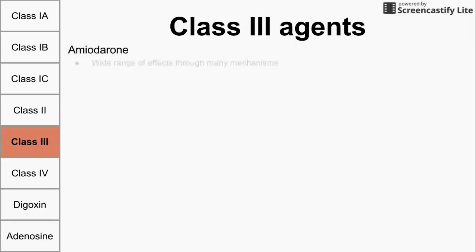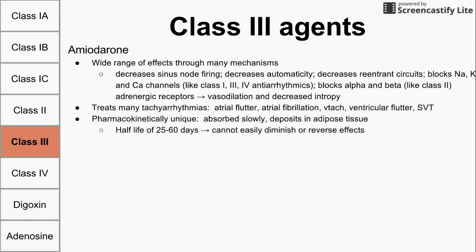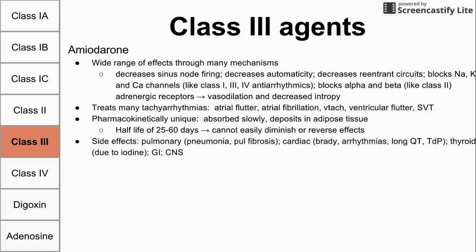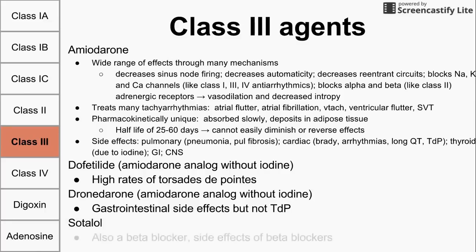So, amiodarone, just talked about it, has a bunch of effects, can be used to treat a bunch of arrhythmias. This is all rehashing what we had on the previous slide. It has a bunch of side effects. There are a couple analogs to amiodarone, those two listed here, that do not cause thyroid problems. And finally, we have sotalol, which is a beta blocker that has similar effects to the class 3 agents. It blocks potassium channels.